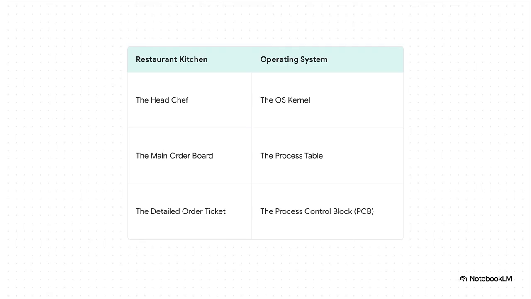Okay, so let's lock in our kitchen analogy. The head chef, the one calling all the shots, that's the OS kernel, the absolute heart of the operating system. The big board where they track all the orders, we're going to call that the process table. And that little ticket for one specific dish, with all the details like steak, medium rare, side of fries, that is the process control block, or PCB for short.